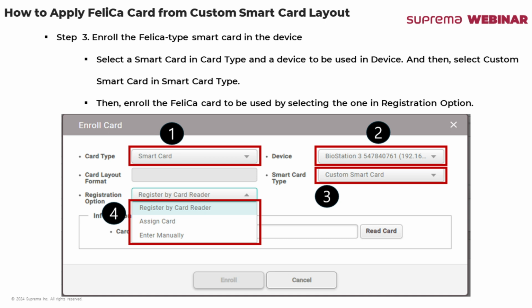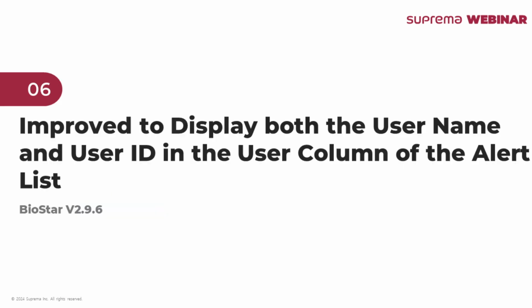And then you will be able to have a user use their own Felica card to be read within our Suprema devices. Improve to display both the username and user ID in the user column of the alert list.